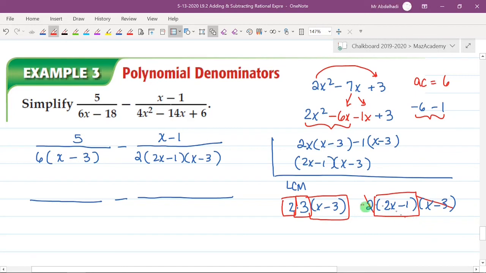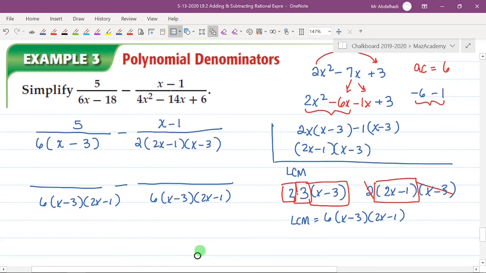So what's that going to be for my least common multiple? The LCM is going to be 2 times 3, which is 6. And then you have x minus 3 times 2x minus 1. That's going to be our common denominator for both of these fractions. That right there is going to be what we're going to put here and here. Okay. So now you do that same thing we did before, which is ask yourself, how do I go from here to here? How do I go from 6 to 6? I don't do anything. How do I go from x minus 3 to x minus 3? I don't do anything. But to get 2x minus 1, I need to multiply by 2x minus 1.